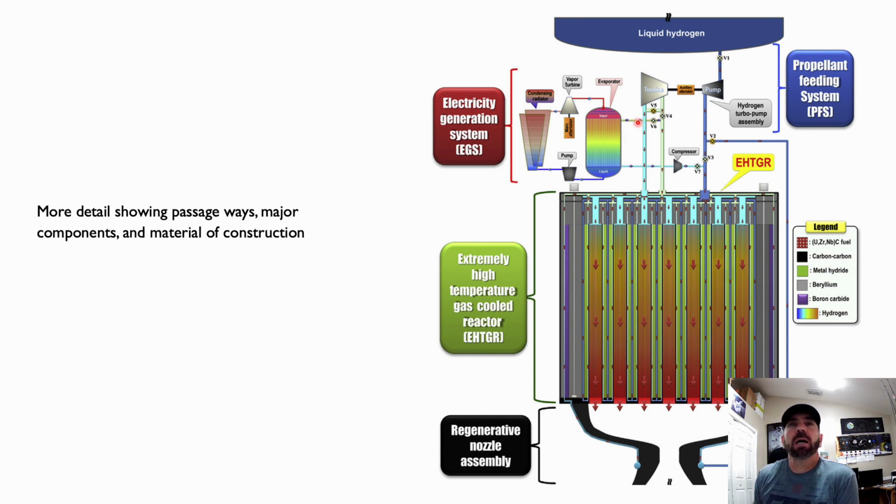So the hot hydrogen enters, boils water to steam. Steam enters this turbine and turns the turbine that turns the generator, makes electricity, condenses, gets pumped back, and continues its cycle.